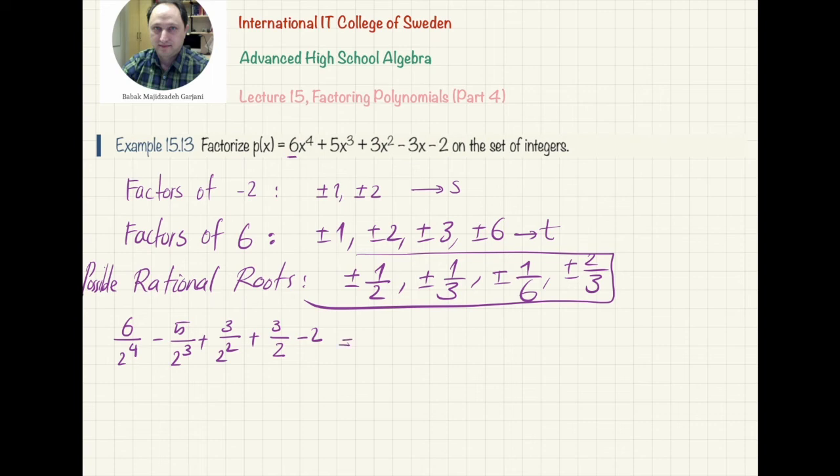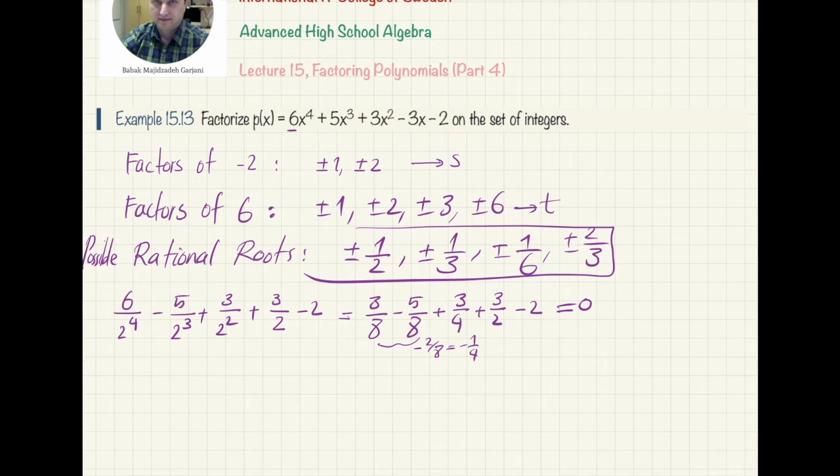6 divided by 16, which is 3 divided by 8, minus 5 divided by 8, and then I have 3 over 4, and then I have 3 over 2, and that's minus 2. So this becomes minus 2 over 8, which is minus 1 over 4. And this becomes 1 over 2. Yeah, that's 0. So this number is 0. So yes, I was lucky actually. So minus a half is actually a root for this polynomial.